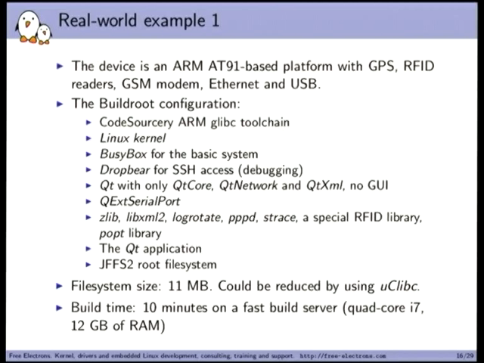In the system, we used a pre-built glibc toolchain, so we didn't have to spend time building it, a Linux kernel, BusyBox for the basic stuff, and an SSH server and client. We had the basic Qt library, not the graphical part, but all the core, and some more components like pppd for GSM interaction, and some special RFID library and other things. The Qt application was really making the system do whatever it was designed for, and we generated a JFFS2 file system. The file system was 11 megabytes in size with all these components.